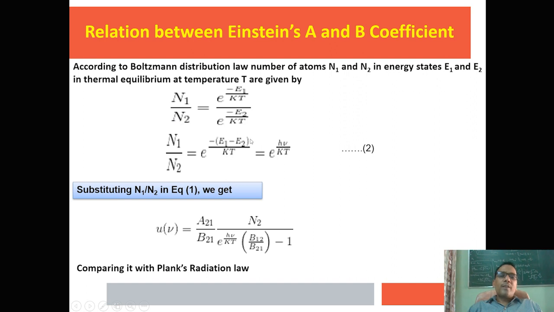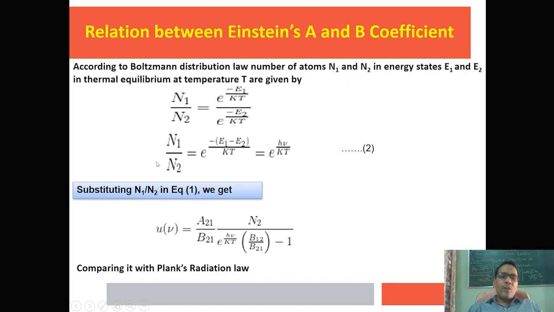And N2 is proportional to exponential of minus E2 by KT. Again, this is E1 and this is E2, the energy values at the ground state and the higher energy level. So after calculating this, we have N1 by N2 equivalent to exponential of minus (E1 minus E2) by KT, where E2 minus E1 is equivalent to h nu, the photonic energy. So one can write N1 by N2 is equivalent to exponential of h nu by KT.